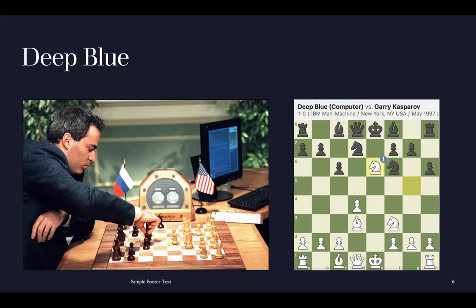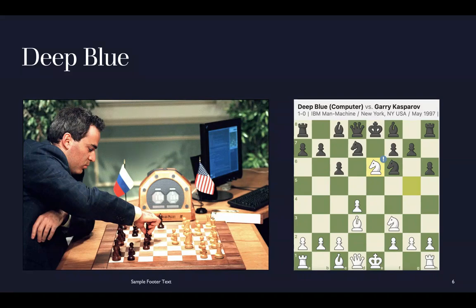The match consisted of 6 games, with Deep Blue winning 2, Kasparov winning 1, and 3 games ending in a draw. This was a major milestone in the development of artificial intelligence, and it demonstrated the significant advances that have been made in the field of computer chess.